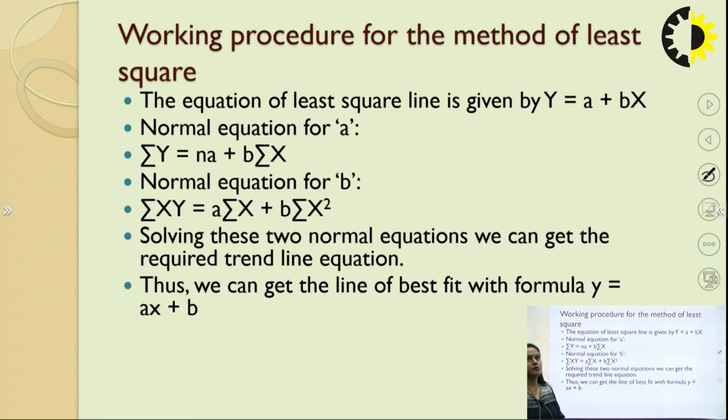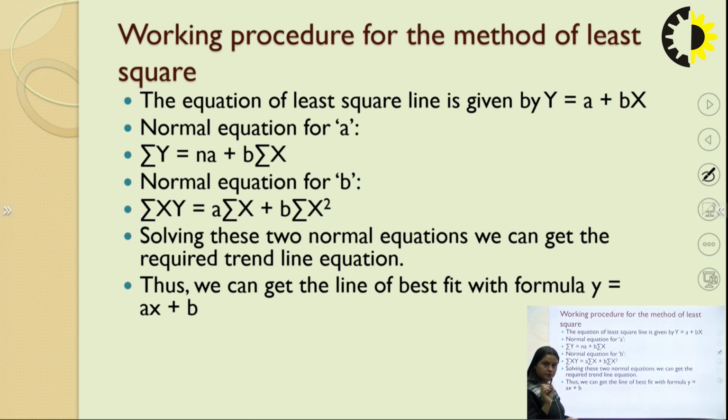Now let's see the working procedure for the method of least squares. In this, we take the general equation. Let us suppose it is said to us to fit the line y = a plus bx. So this means we have to find the values of a and b by finding its normal equations. Now I will tell you a shortcut trick, without differentiation, for finding the normal equation of any given curve.